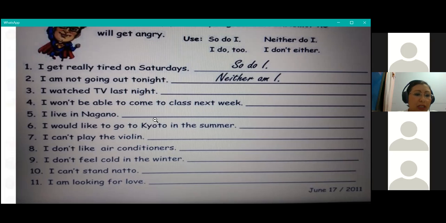I don't like air conditioners, neither do I, I don't either, ¿verdad? Cuando llevamos el don't, es bien fácil. Neither do I. I don't either. Okay. Y con el can, por ejemplo, I can't stand Nato. You can say, neither can I. I can't either. Okay.